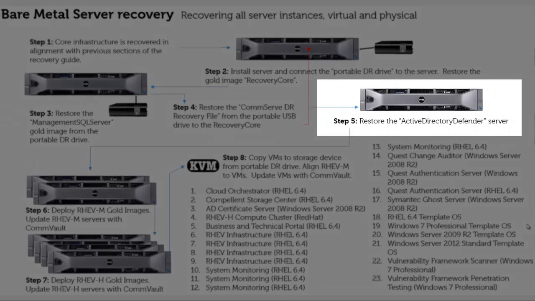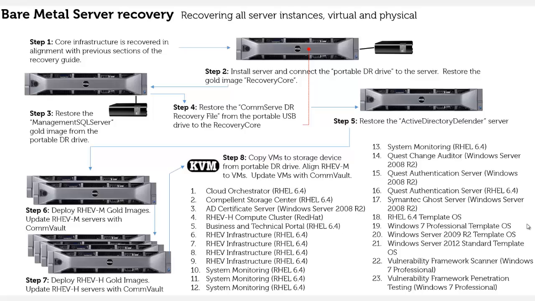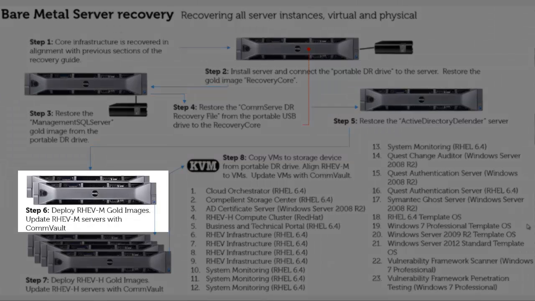Step number five, we restore the Active Directory and part of our security software on another physical server. Step number six, we deploy the RevM, which is the management environment for Red Hat. We deploy that cluster from gold images, and we update the RevM servers with CommVault. So we have gold images that we took at a specific date and time. Those images, of course, are backed up, and we update them to the most current version that we have.